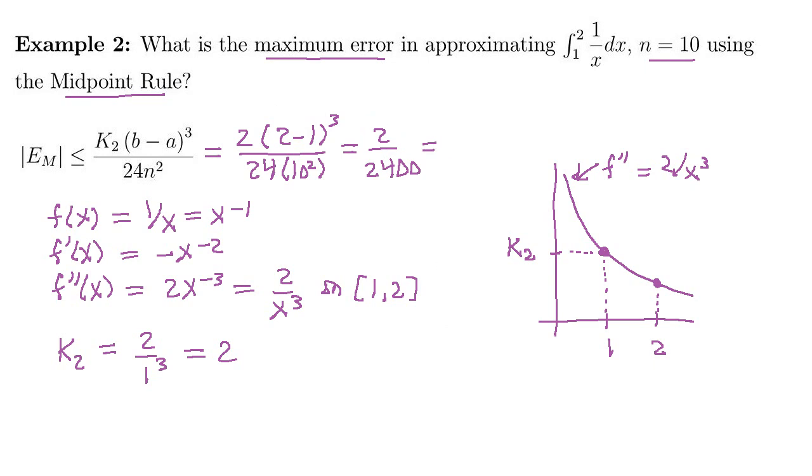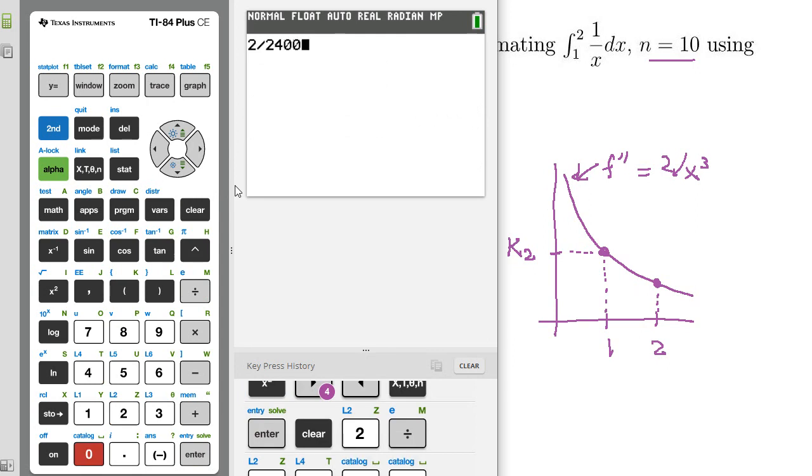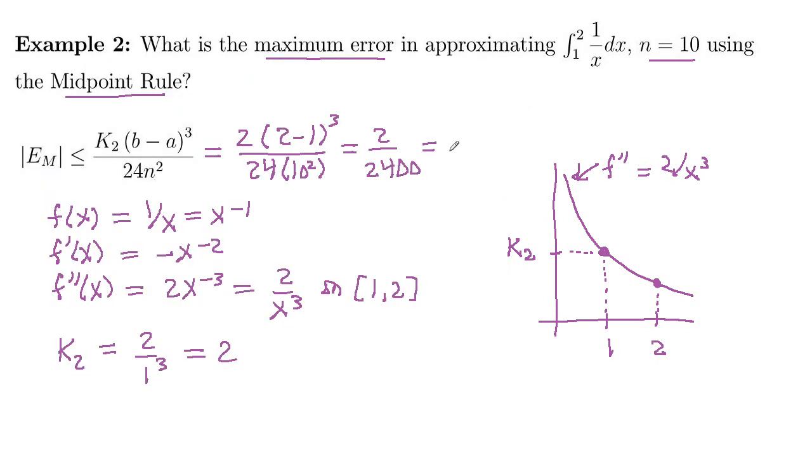And we can go ahead and compute that as a decimal. So 8.333 times 10 to the negative 4, so 4 zeros, that's 0.00083 is our maximum error if we're using midpoint rule with 10 subintervals or 10 rectangles.